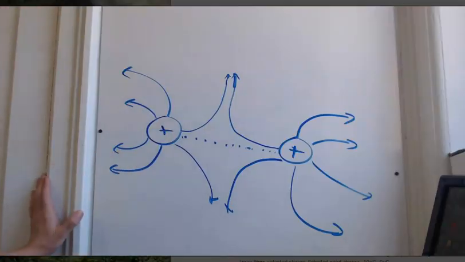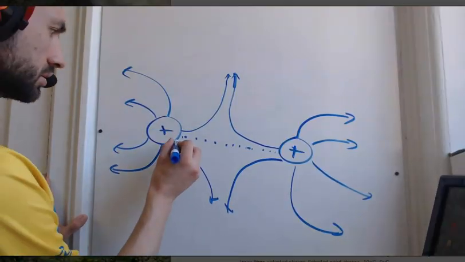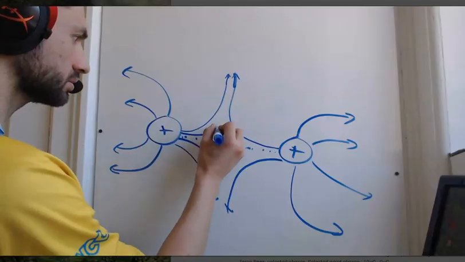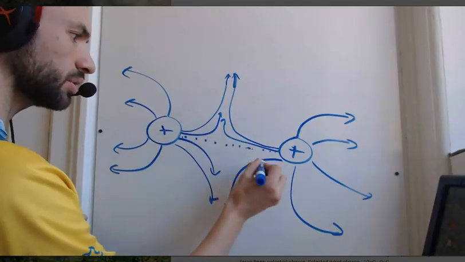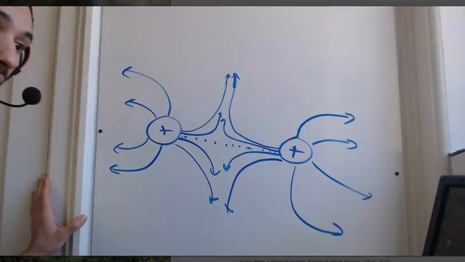Hey, what if this were negative? What if they were both negatives? Would it change anything? It would only change the direction of the arrows. The lines would look the same.